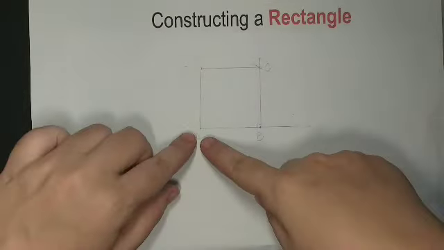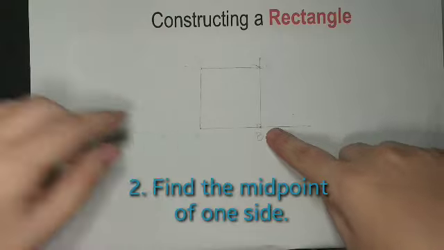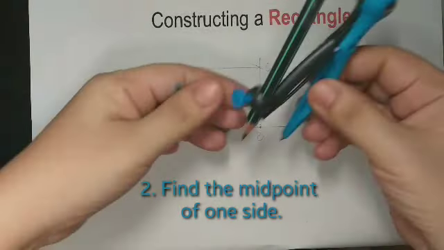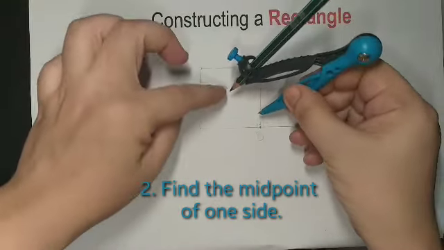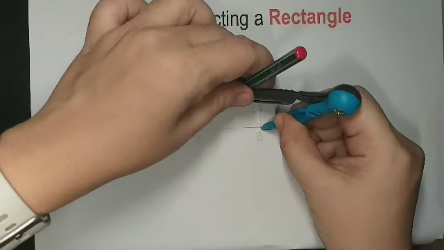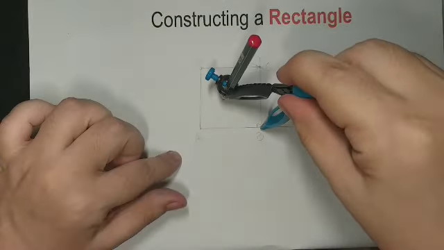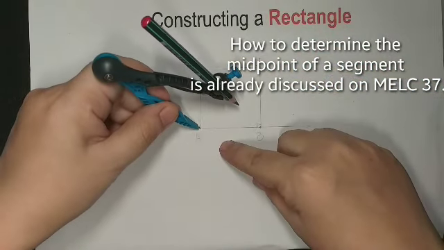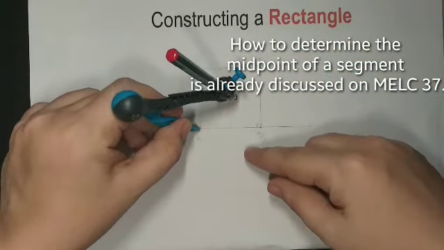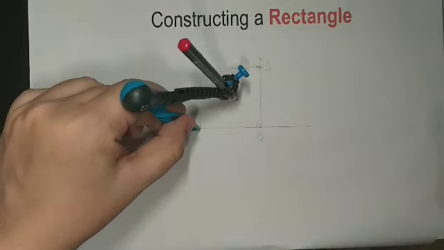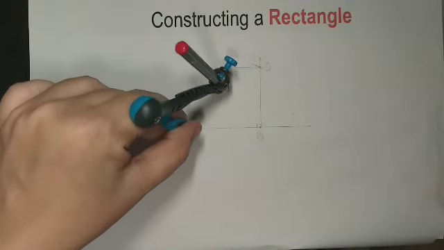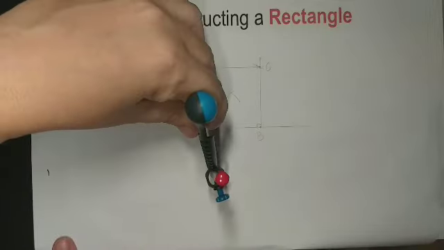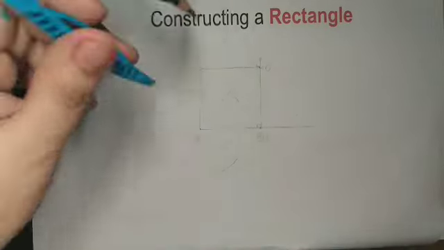Next step is to determine the midpoint of the segment AB. To do that, we need our compass. So we have to create an arc somewhere above here with B as the center. I have discussed this on MELC 37, so if you want to go back to that video to learn how to create the midpoint or the bisector. So let's now create another arc here with A as the center. We have to do it also below the segment AB.